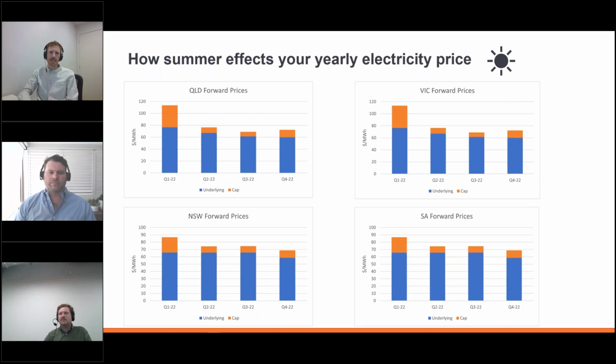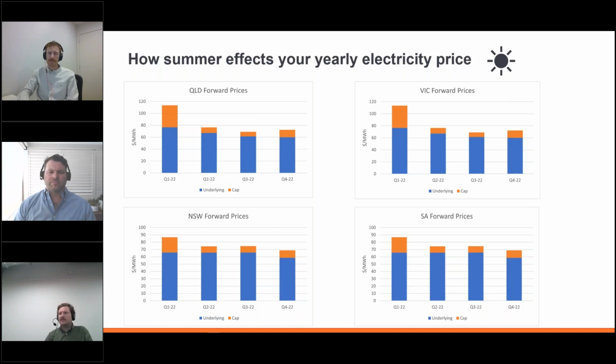And so you can see there a large amount of the differential between Q1 and the subsequent quarters is driven by that much greater cap. And so that's a view around the traders' expectations for volatility. We would say that demand response opportunities appear to be much greater in summer than at other times, notwithstanding that there are opportunities right throughout the year.